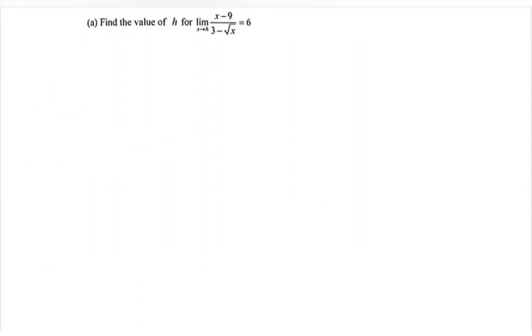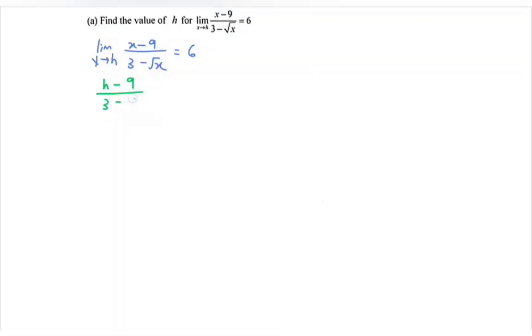Hello everyone, in this video, I'm going to discuss the example for limits and continuity. Kindly refer to the question, find the value h for the situation given. So the limit when x approaches h of (x minus 9) over (3 minus the third root of x) is equal to 6. Based on the situation given, we can substitute h. So here we will have (h minus 9) over (3 minus the third root of h), which is equal to 6.